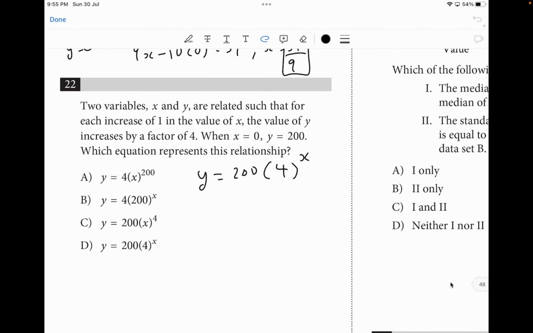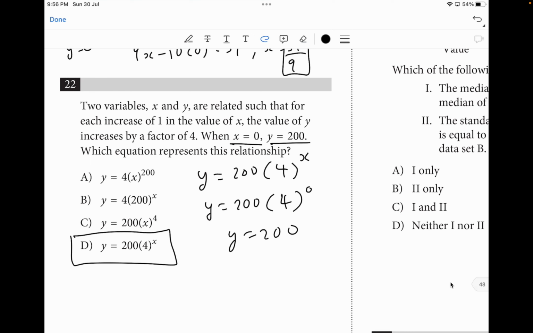When we test this out, y is equivalent to 200 brackets 4 raised to power x, where x is given in the question as 0. If we plug this into the calculator directly, we get y is equivalent to 200. So it does prove that option D is the correct answer for question number 22. That's a faster way of solving this. So D is going to be your correct answer.